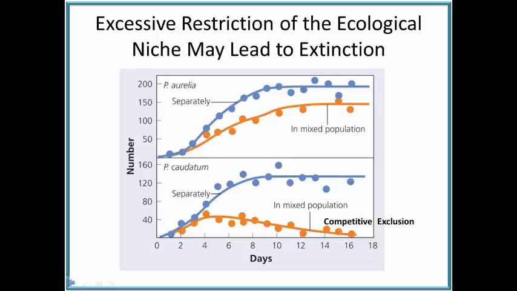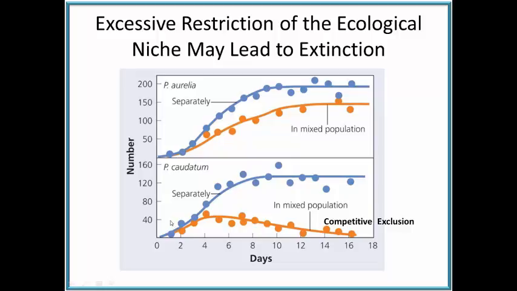So he ran this for a little over 2 weeks. And if you look at the top panel, aurelia, you see that when grown separately, it has higher population sizes than when grown in mixed population. So this difference between this blue line and orange line is really the impact of Paramecium caudatum on aurelia.